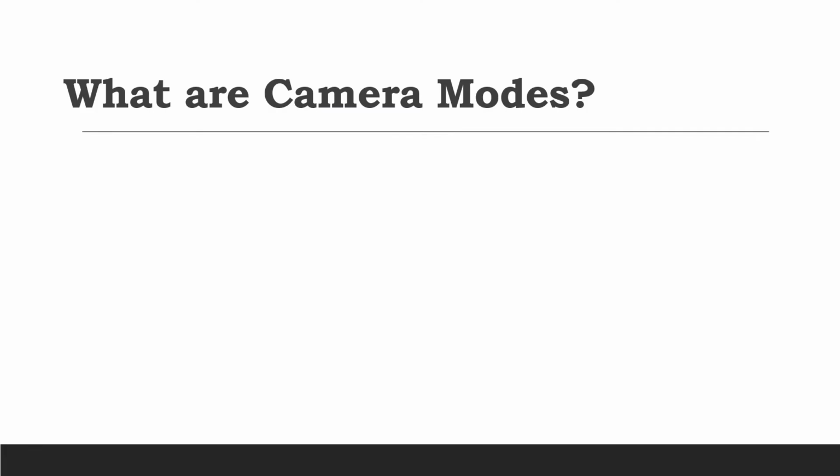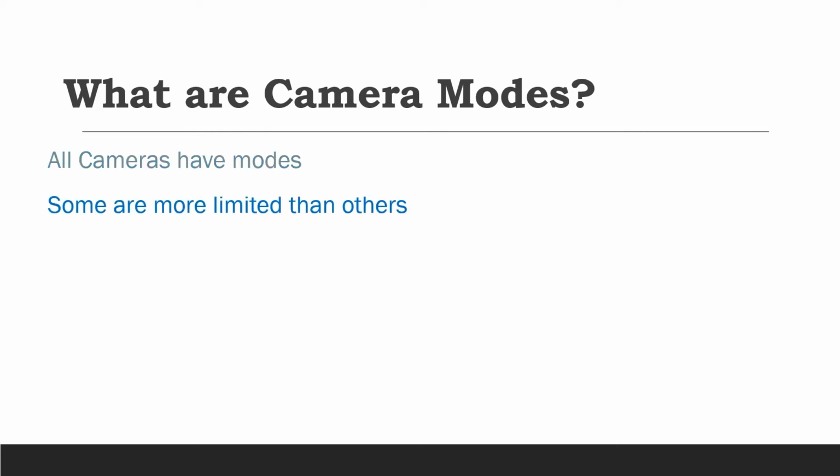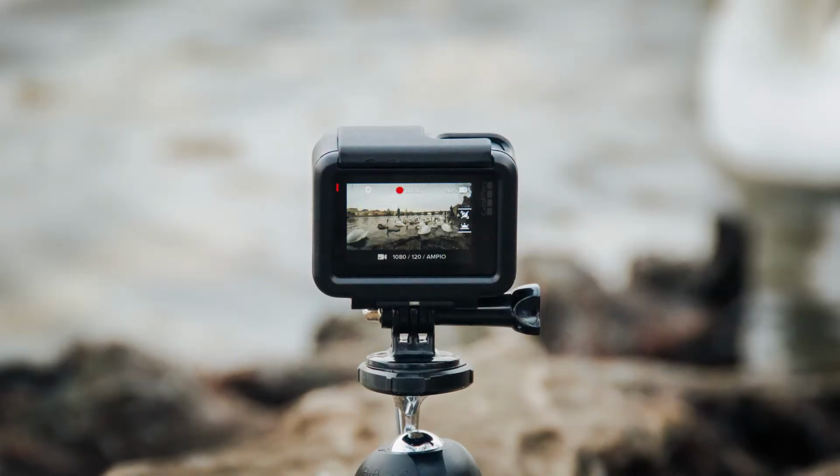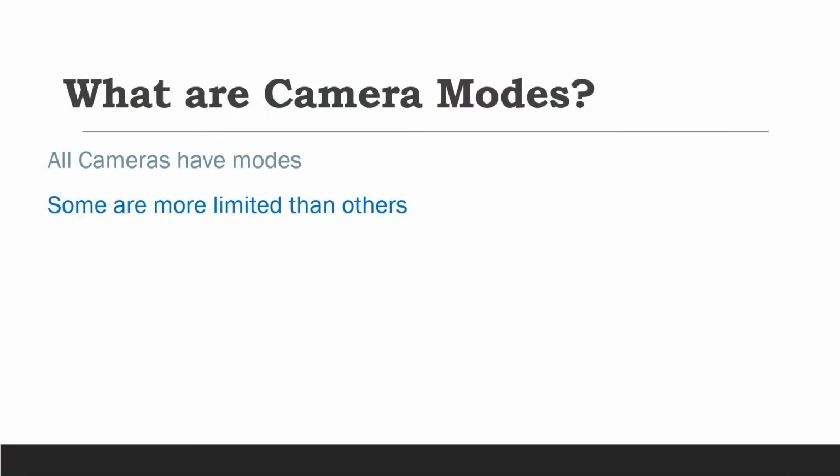So, what are camera modes? Well, all cameras have modes. However, some modes are more limited than others. For example, action cameras usually have a fixed aperture, which means that you cannot change the f-stop number. This limits users a bit in terms of adjusting brightness and their depth of field. However, if you can understand each mode and what function it provides, you can then start to adjust your settings to compensate for that fixed aperture size.